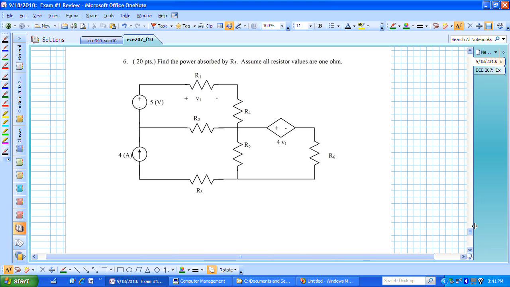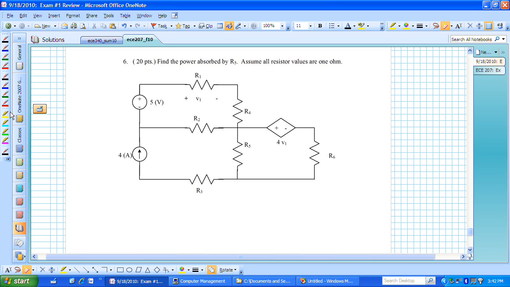Let's now look at problem 6 from exam number 1, summer of 2007, and try to analyze it. What we're asked to do in this problem is find the power absorbed by R sub 5, that's this resistor, and we're to assume that all the resistor values are equal and that they're equal to 1.